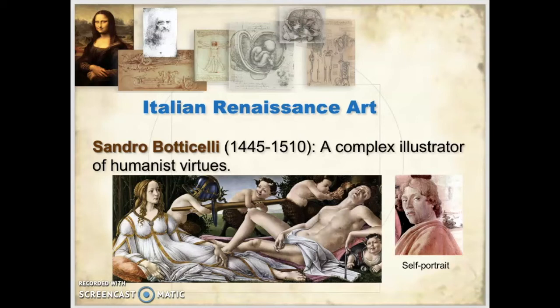Another great Italian Renaissance artist is Sandro Botticelli, who featured not so much Christian themes and not so much portraits as he celebrated the mythology of ancient pagans. And here you see a picture of a scene from ancient pagan mythology in which the fauns are playing a trick on the sleeping hero there. And then you see over to the right his own self-portrait. So he was interested in leaving a record of what he looked like.